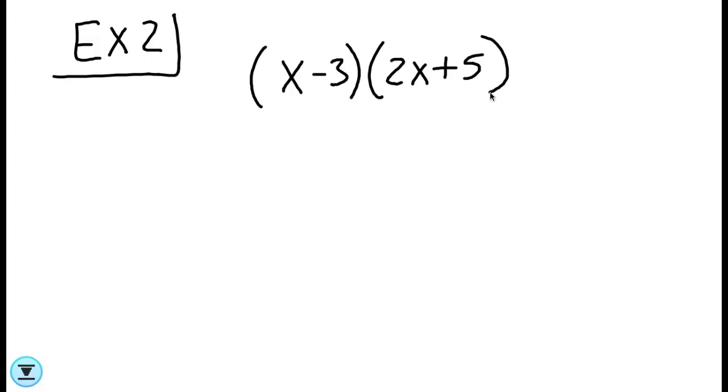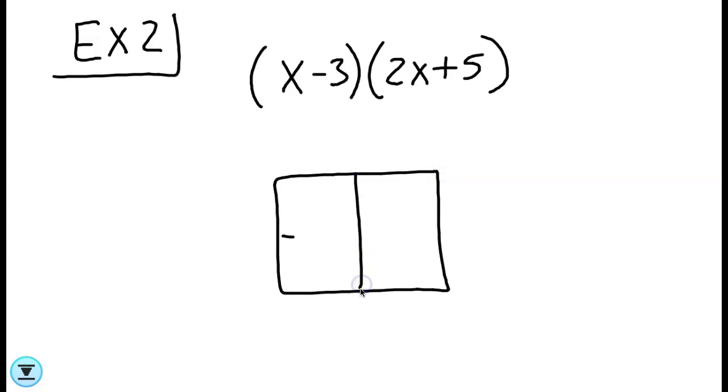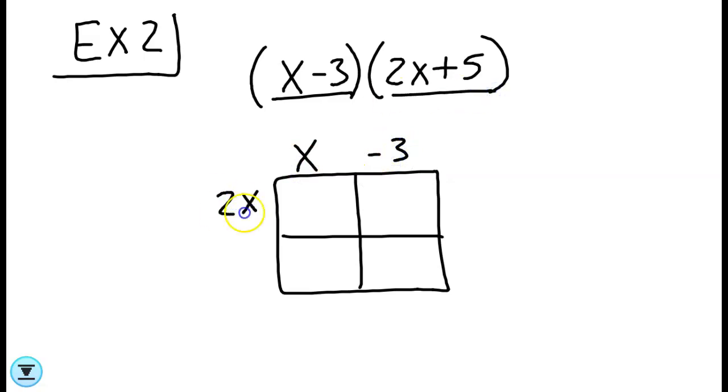Now, there's a lot of ways to do this, and you're welcome to use whatever method you want to, but I use something called the box method, and that's pretty much all I'm going to stick with this year. Okay? The box method works like this. Make a 2 by 2 box. You're going to put one binomial along the top. You're going to put another binomial along the side.